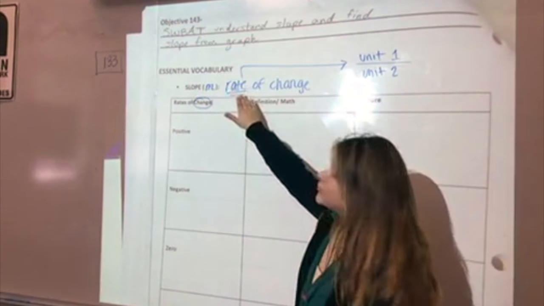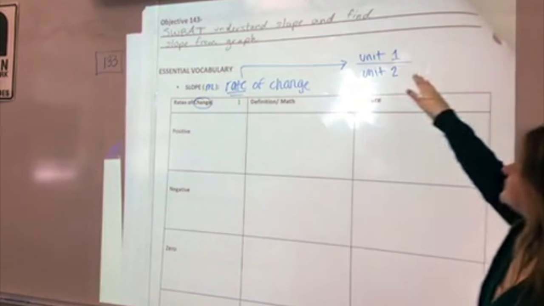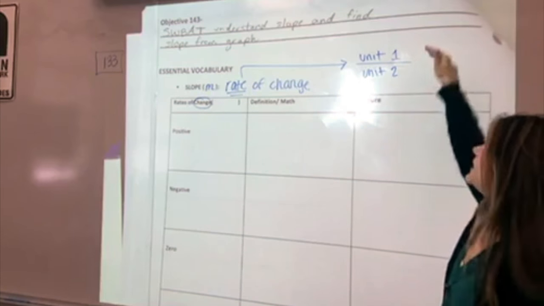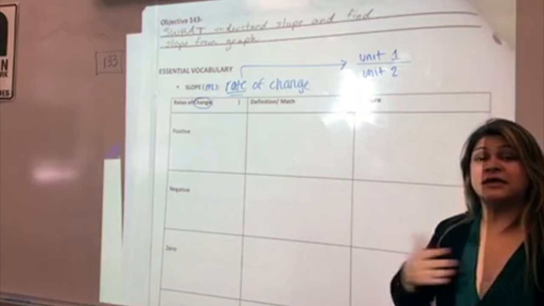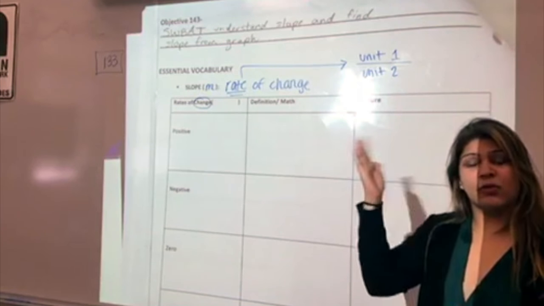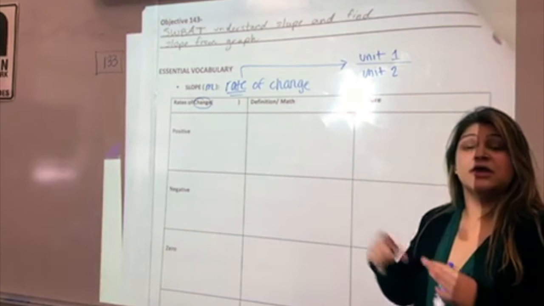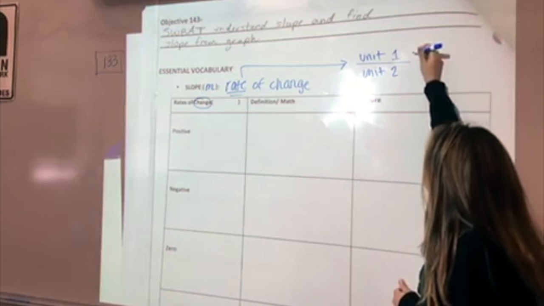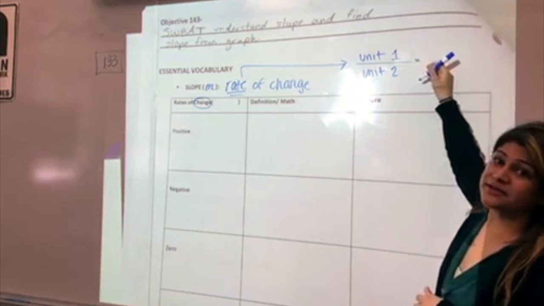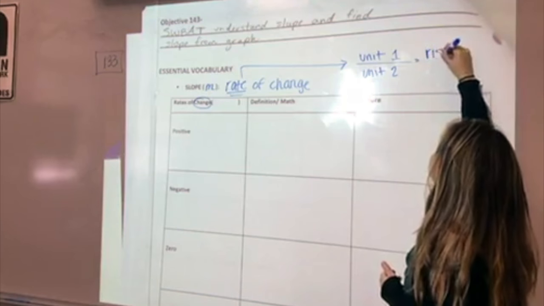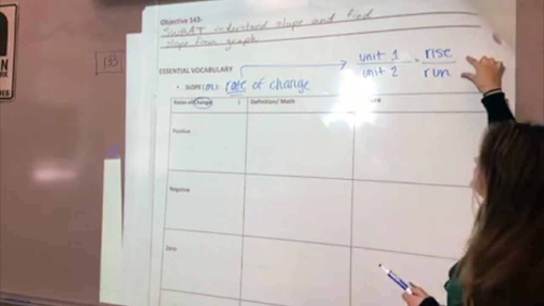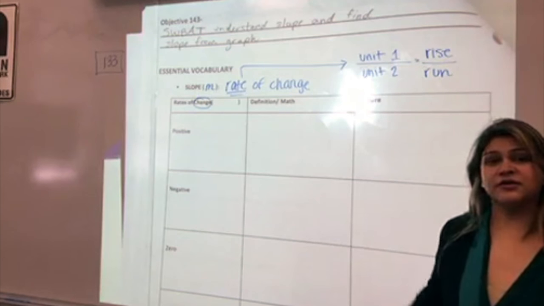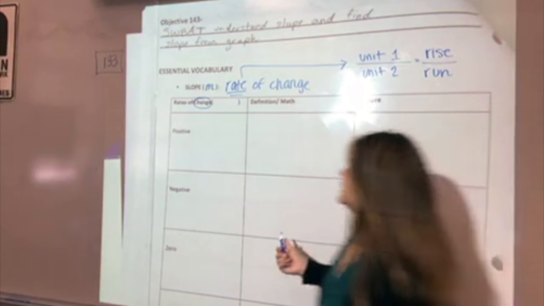The reason why I really like rate of change is because we can see it as a ratio, where we're comparing two different units. Now, if you think about the x and y axes, the x represents one unit and the y generally represents another unit. So when we compare the y and the x, we can always also see that, and you've probably heard this, as rise over run. This is going to connect to two more definitions later on in this objective.